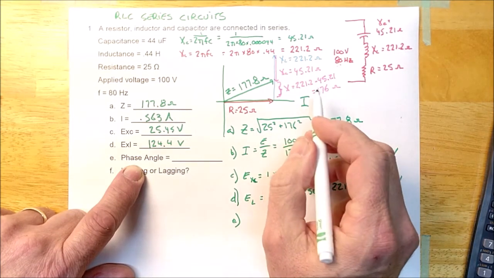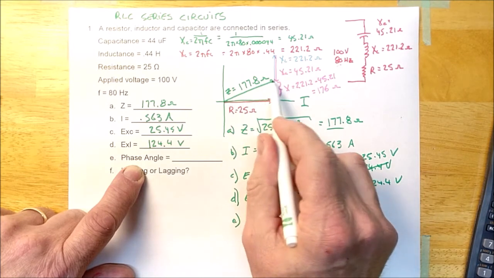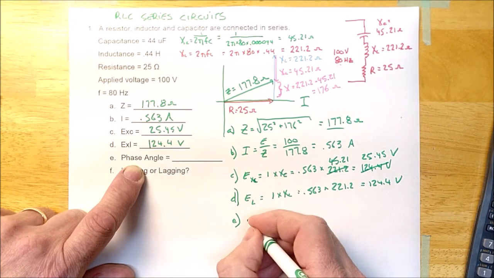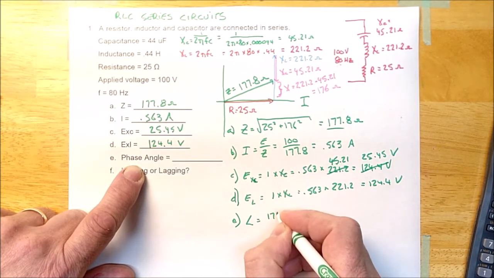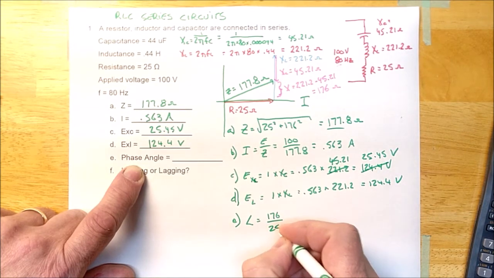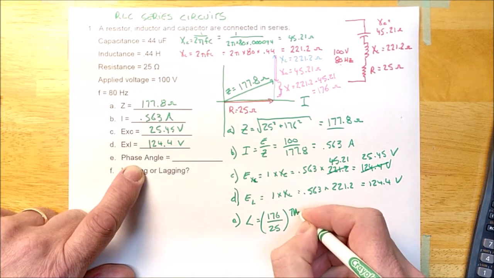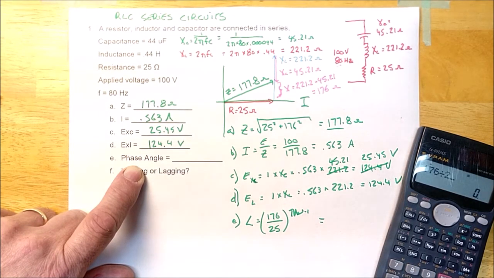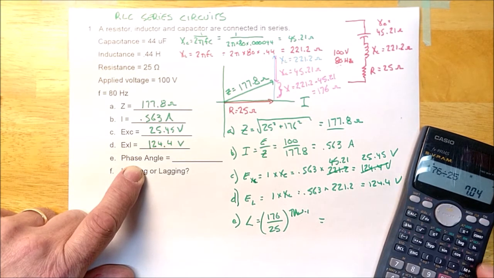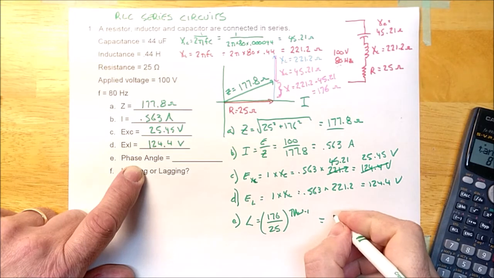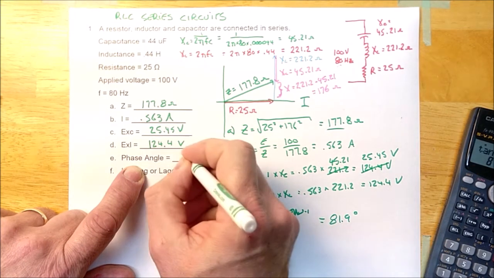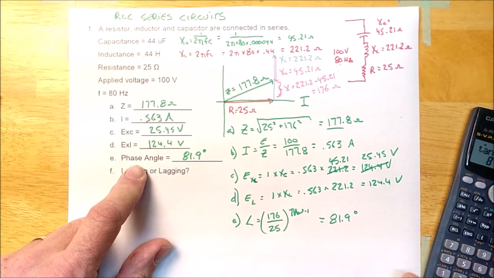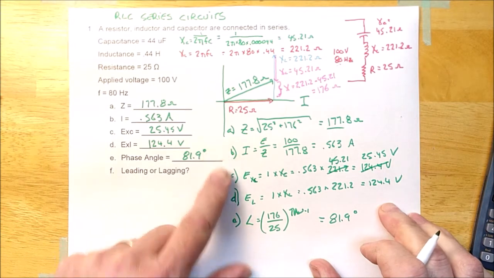All right. Phase angle, guys. Here's the triangle. Can you see it? So the phase angle is going to be right there. The phase angle here is going to be opposite 176 over adjacent 25. Inverse tan. Let's do it. 176 divided by 25 equals, shift tan, equals 81.9 degrees. 81.9 degrees. Okay, now hopefully what I did there makes sense.